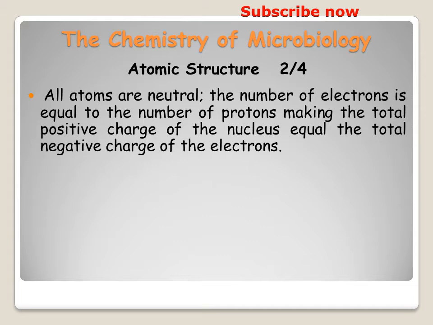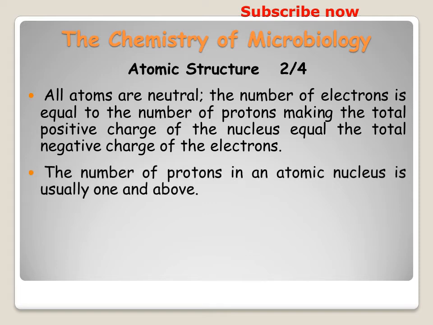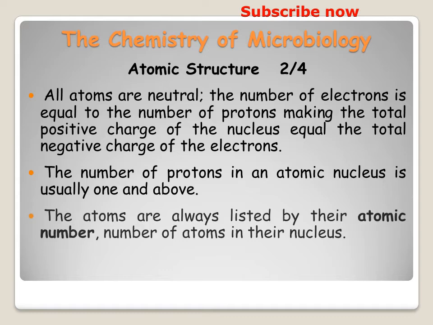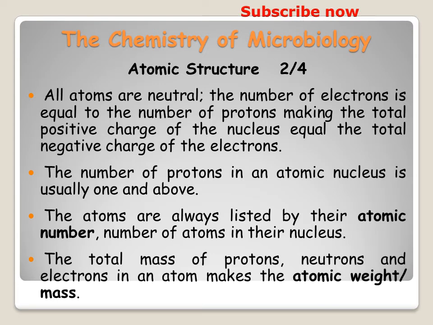All atoms are neutral. The number of electrons is equal to the number of protons, making the total positive charge of the nuclei equal the total negative charge of the electrons. The number of protons in an atom nucleus is usually 1 and above. The atoms are always listed by their atomic number and number of atoms in their nucleus. The total mass of protons, neutrons, and electrons in an atom makes an atomic weight or mass.